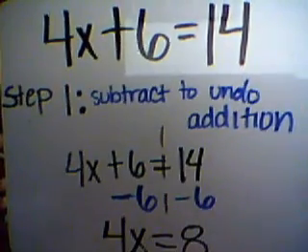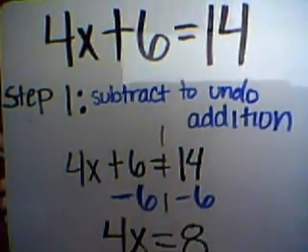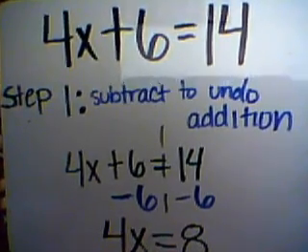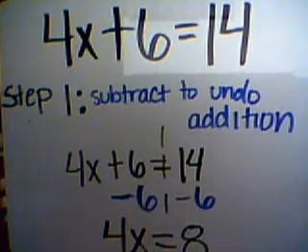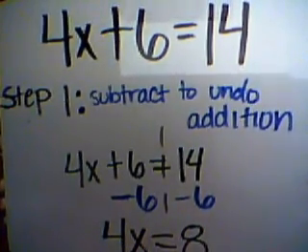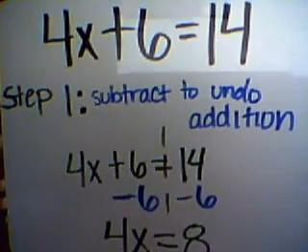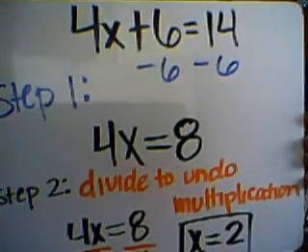Now, that gives us 4x plus 0, which is just 4x on one side. And then on the other side, we got 14 minus 6, because we have to do the same to both sides. And 14 minus 6 is 8. So 4x equals 8. That was step 1. Okay? So step 1, and then on to step 2.